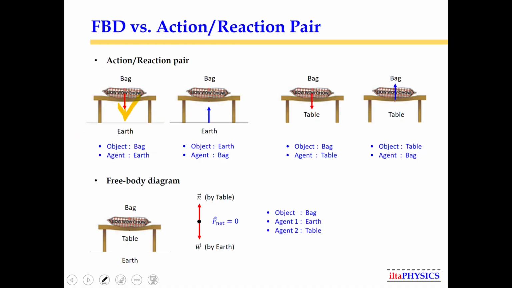In the reaction diagram, we switch roles, the earth becomes the object and the bag becomes the agent. So now the bag pulls the earth upward with an equal and opposite gravitational force, shown by the blue arrow pointing upward. This is a long-range force. Gravity acts between the two objects even though they aren't in contact.